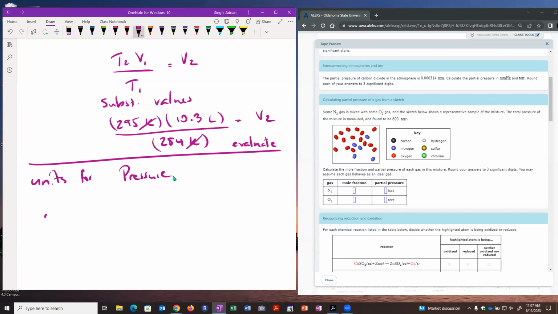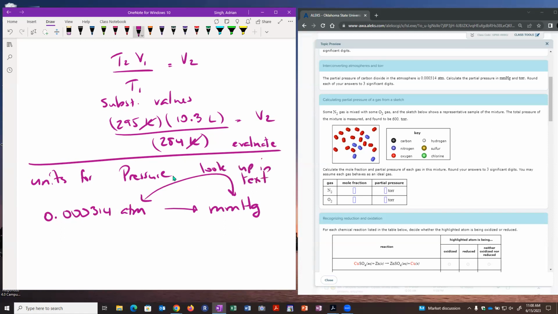So if you're given, for example, 0.000314 atmospheres, if you want to convert this into millimeters of mercury, then you need a relationship between these two. And you can look that up in your textbook. You'll see all of those relationships are given, and then you're going to set that up the same way you've set up any other conversion. This is nothing more than unit conversions that we're doing.